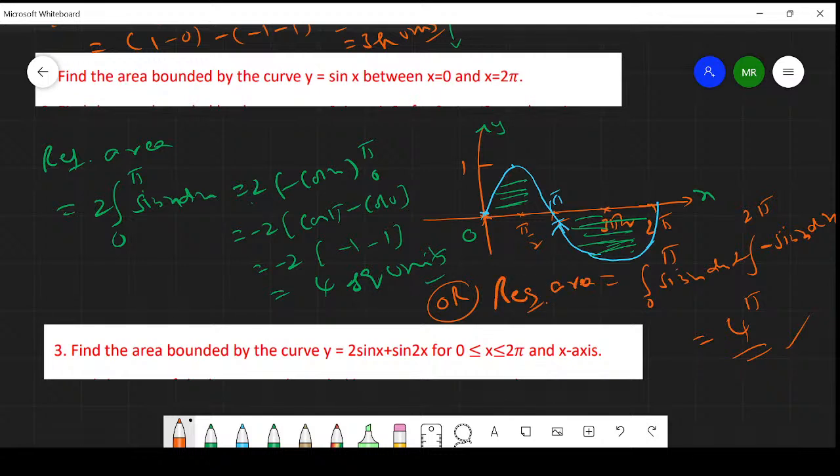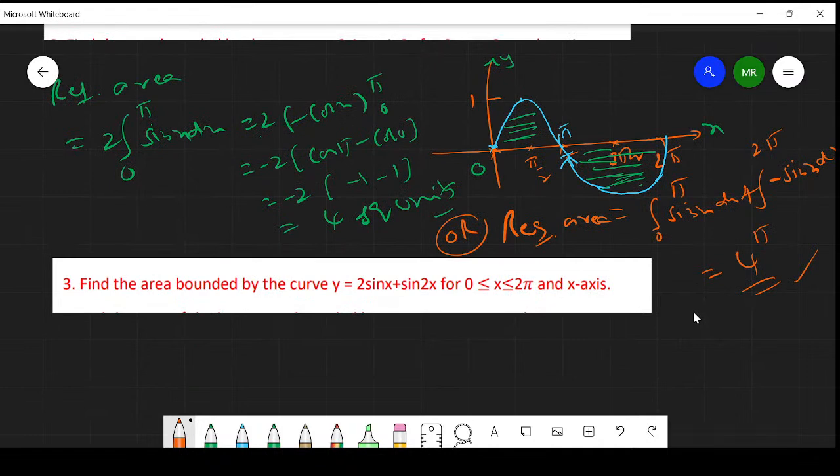Required area equal to, like this I can write: 0 to pi sin x dx plus pi to 2 pi minus sin x dx. You simplify that, it gives 4 square units only. Both ways you can do that. You should tell why 2 into 0 to pi: this area equals this area, pi to 2 pi, because the length is the same. 0 to pi, pi to 2 pi. So that is the reason I have taken it like this. Or you can do like this.